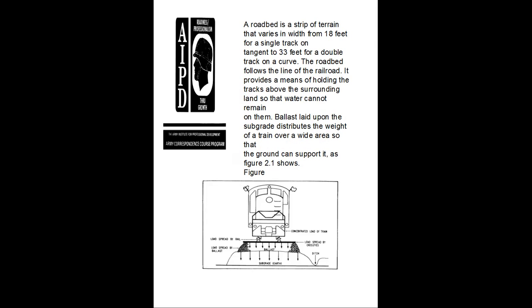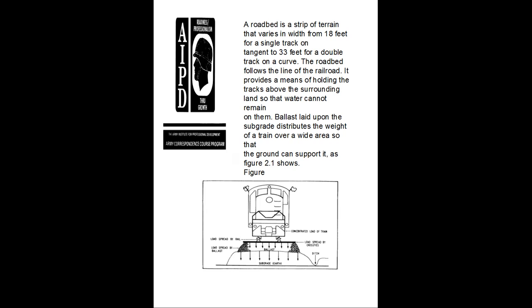A road bed is a strip of terrain that varies in width from 18 feet for single track tangent to 33 feet for double track curve. The road bed follows the line of the road, providing a means of holding the tracks above the surrounding land so that water cannot remain on them. The ballast laid upon the subgrade distributes the weight over the terrain in a wide area so that the ground can support it, as the figure shows.